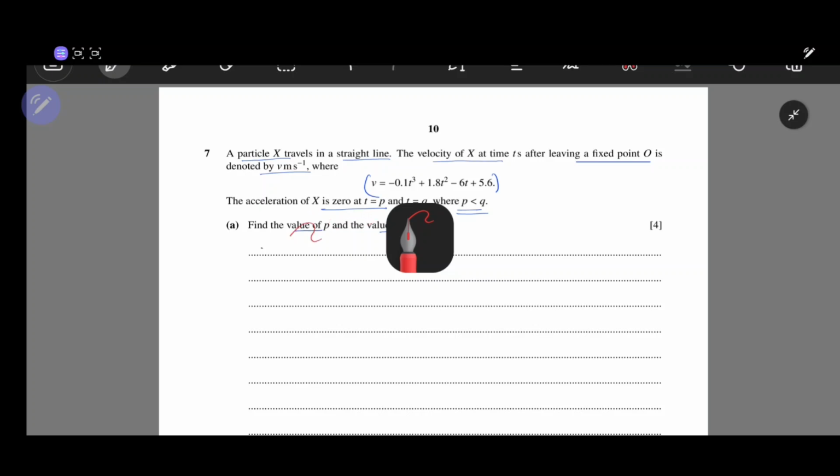So we already know acceleration is the rate of change of velocity. So acceleration is dv by dt, which means we just differentiate v with respect to t. So minus 0.1 into 3t squared plus 2 into 1.8t minus 6. This is equal to 0 because they already stated that acceleration of x is 0 at p and q. So now we just simplify and solve for t. So minus 0.3t squared plus 3.6t minus 6 equals 0.